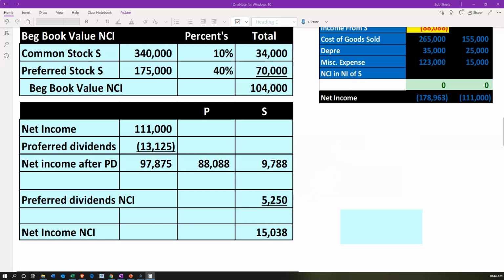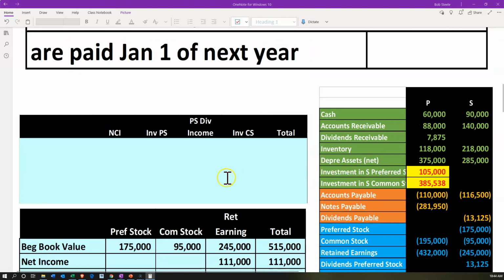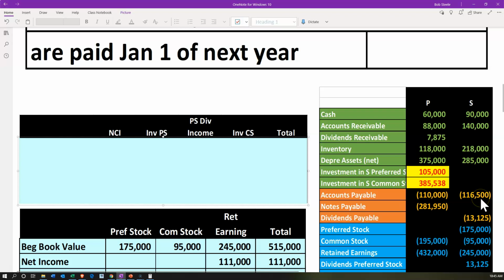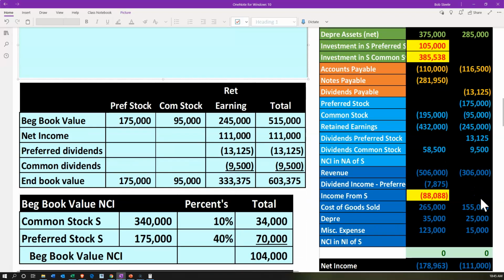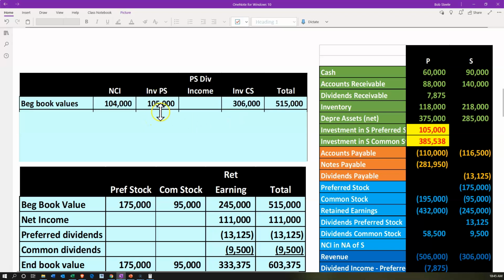So we're going to be using these numbers in our table up top now, and this is going to be the table that will be principally useful for us in our first journal entry. We're going to get to the same number, the 603,375, which is the same as assets minus the liabilities, or the equity section. So we're basically calculating the equity section in the normal way here. Now we're going to break it out with the non-controlling interest, the investment in preferred stock, the preferred stock dividend income, the investment in common stock, and then the total.